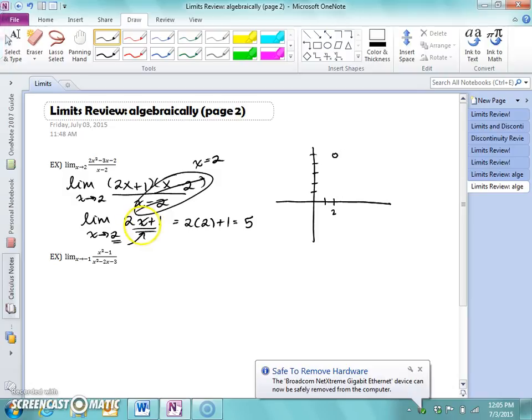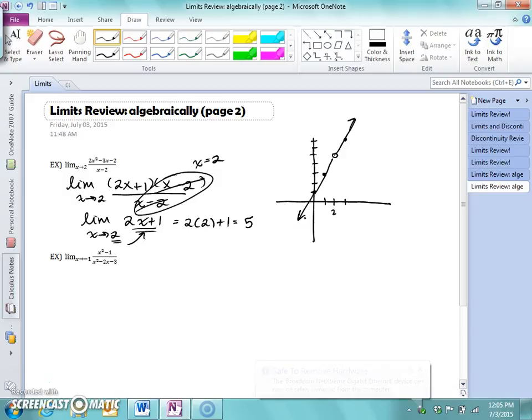To get the rest of the graph, I'm just going to graph 2x plus 1. That's a line with a y-intercept of 1, up 2 over 1, up 2 over 1, up 2 over 1, and here we go. That's what it looks like.